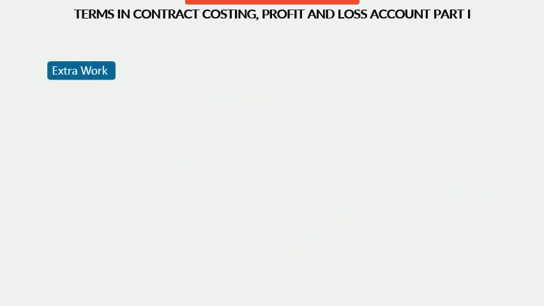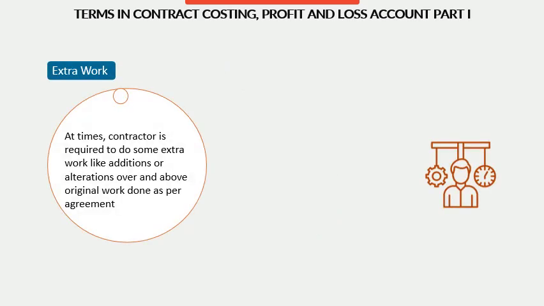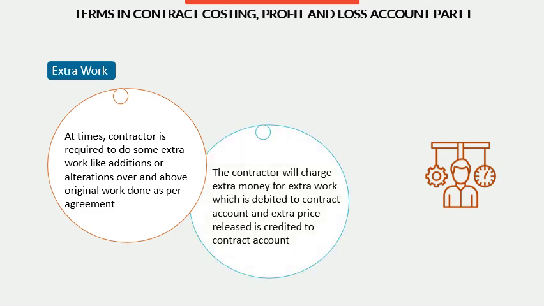Do you know the meaning of extra work? At times, the contractor is required to do some extra work like additions or alterations over and above the original work done as per agreement. The contractor will charge extra money for extra work, which is debited to the contract account, and the extra price realized is credited to the contract account.